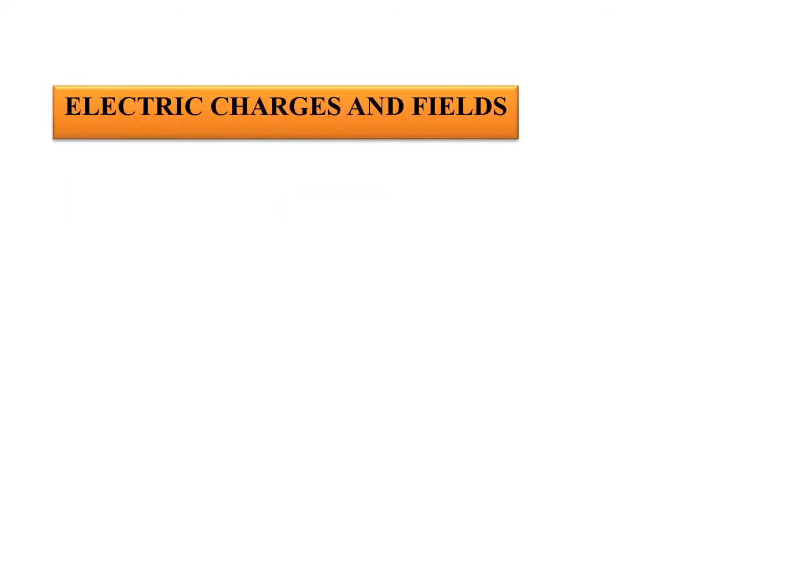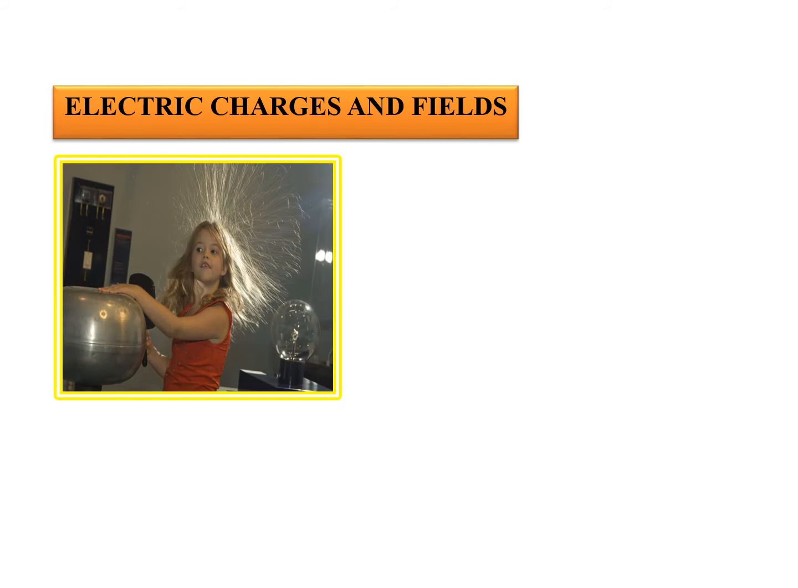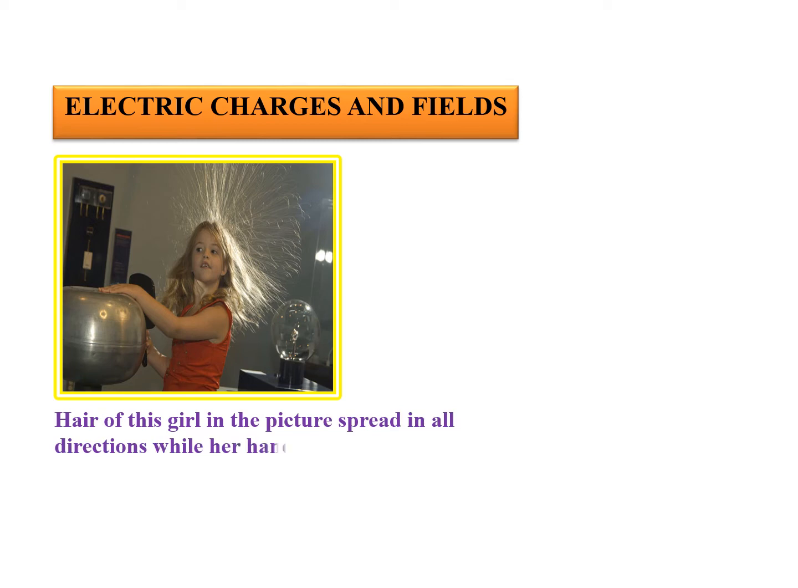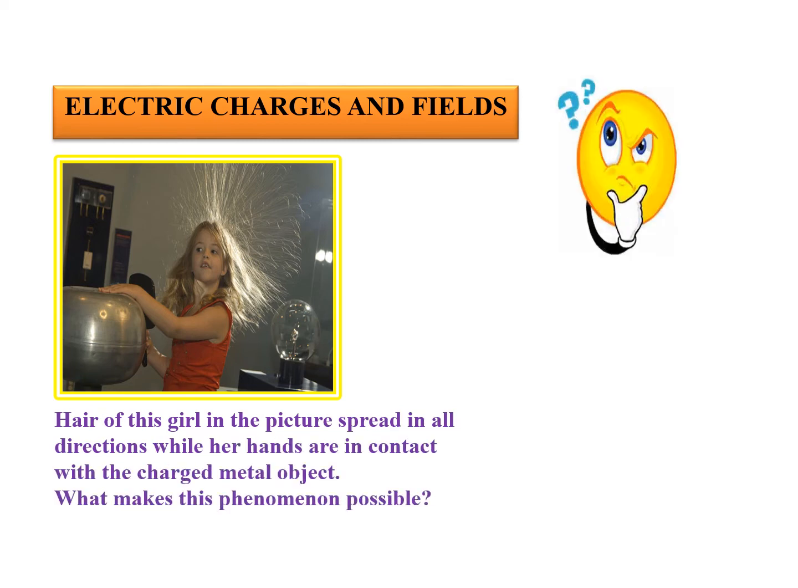Well, in this slide we see that a girl placing her hand on a charged metal plate has her hair strands moving in all directions. All of you must be wondering what phenomenon actually causes this. Some of the students must have experienced this while doing so. So when this girl places a hand on this metal conductor, which is supposed to be a charged metal conductor, her hair strands move in all directions.